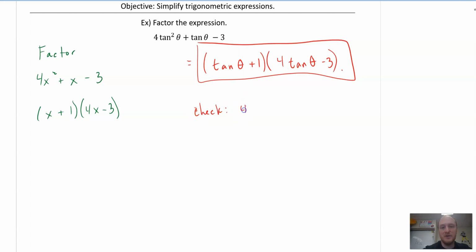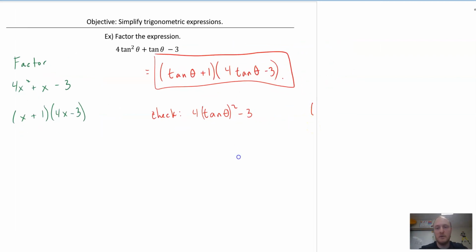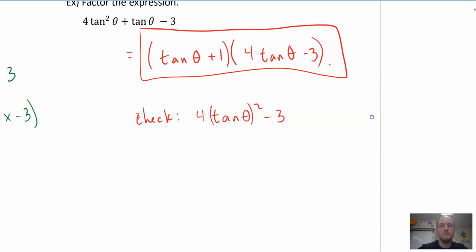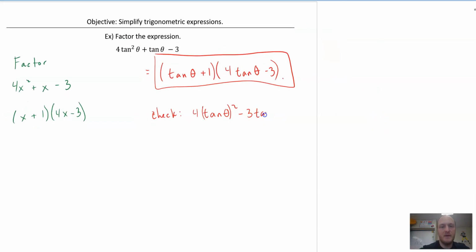So I'm going to check. This gives me 4 tan theta squared, which is 4 tan squared theta, minus 3 tan theta, plus 4 tan theta, minus 3. All I did was FOIL: this times this, this times this, this times this, this times this. And it gave us the original expression.